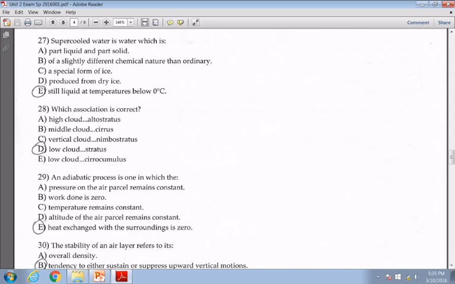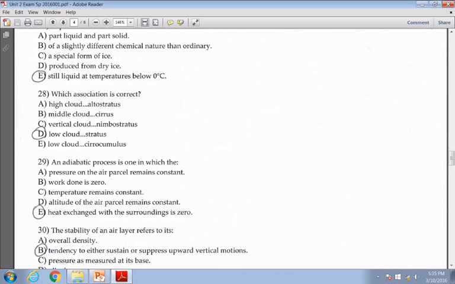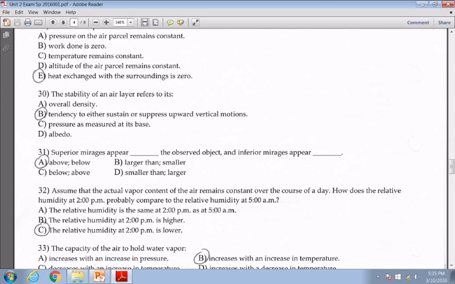28, which of these are correct? A correct association is D, that low clouds are stratus. Question 29, an adiabatic process is one in which E, heat is not exchanged with its surroundings. Question 30, the stability of an air layer relates to what we call B, its tendency to move up or down. Question 31, superior mirages will appear above their horizon while inferior mirages will appear below. So A is the best answer for 31.